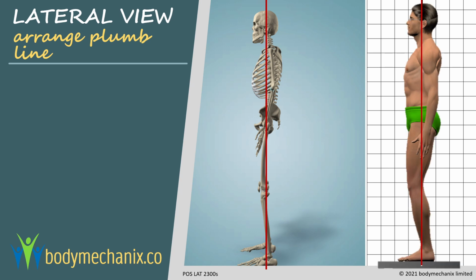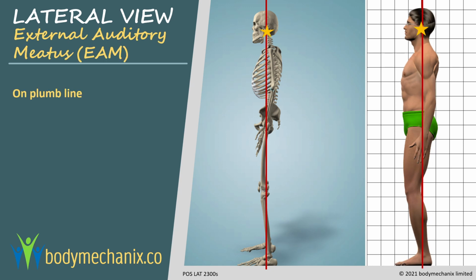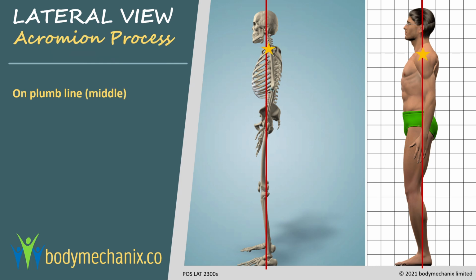Let the client wiggle around a bit and close their eyes and then ask them to relax into a comfortable position. Make sure that they don't move their feet. The first landmark we'll be checking is the external auditory meatus or EAM, and that should be on the plumb line. Next stop is the acromion process of the scapula. The middle of the acromion process should be on the plumb line. For more tips on accuracy, check out our advanced videos.